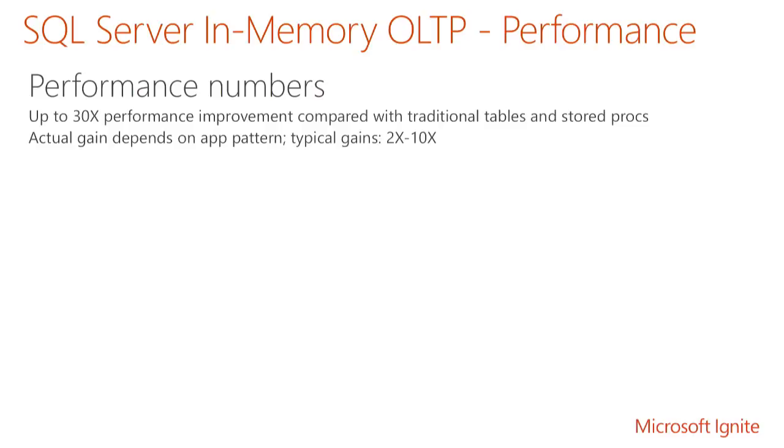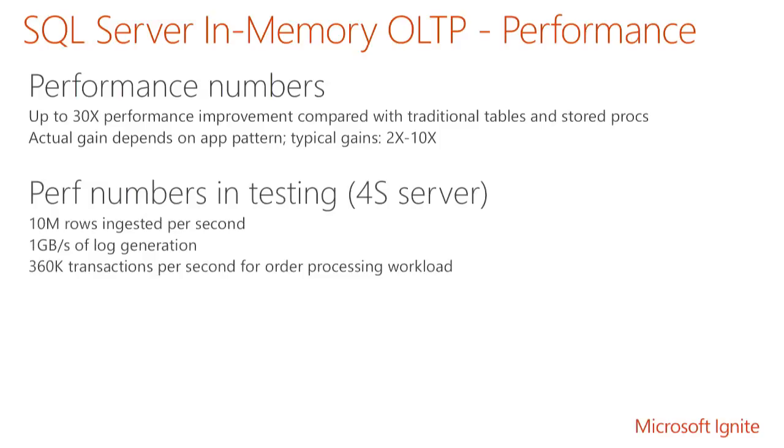In fact, there was one customer who got 40x, okay? So this is real stuff, okay? Typical gain that we have seen is 2x to 10x. And if you are looking for some sort of a high-level benchmark, because we do a lot of testing inside Microsoft SQL Server testing, on a 4-socket machine, where a socket could have multiple cores, right? On a 4-socket machine, we could ingest 10 million rows per second with this in-memory technology.